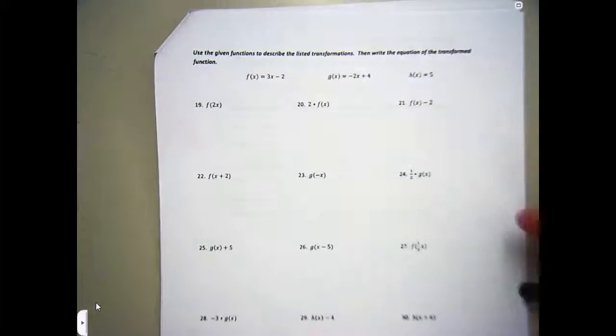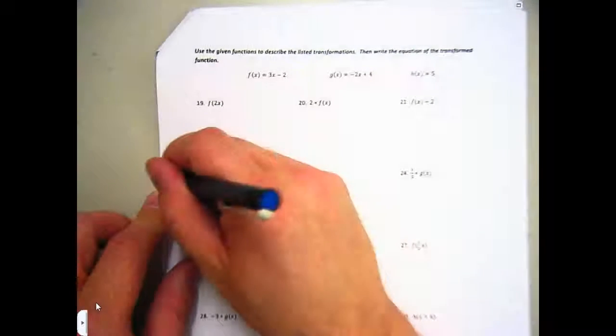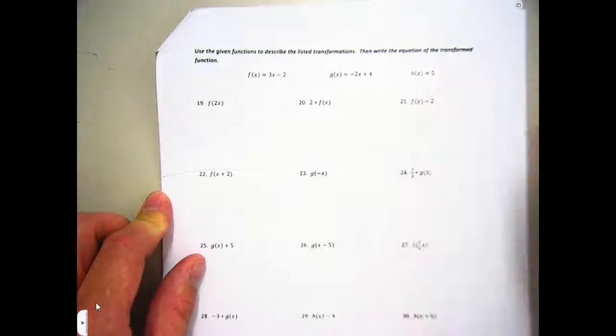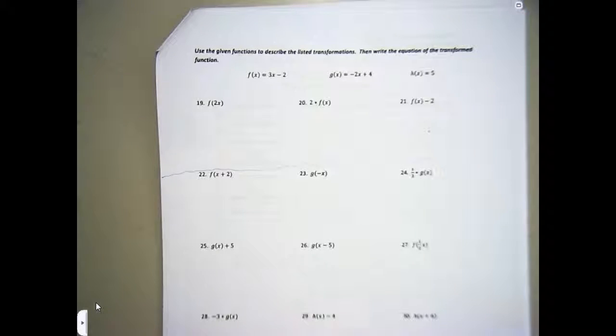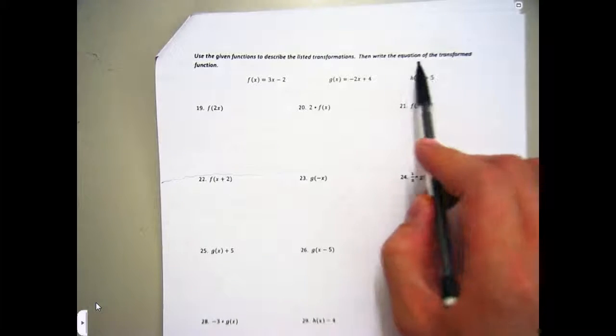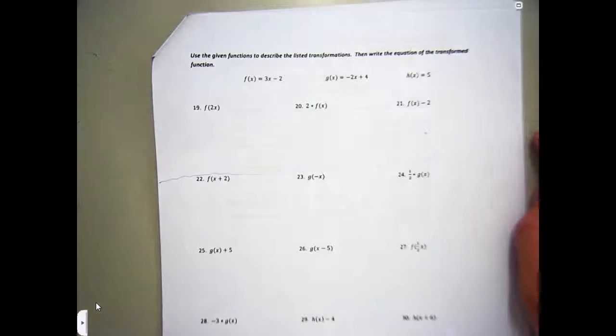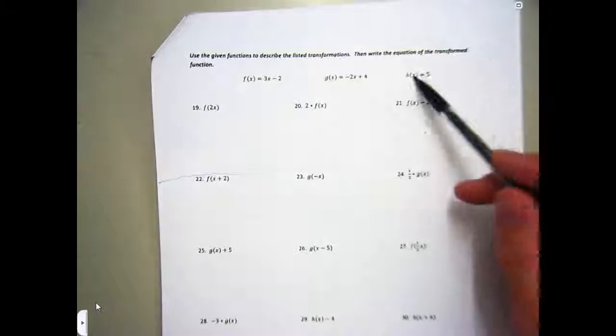All right. Take a look at this page. First part is going to be just doing some function stuff. Let's give it a go here. I just want to touch on these first 3 problems right now, and we'll do a little more later. Notice up here it says, use the given function to describe the listed transformations and write the equation of the transformed function. F of x equals 3x minus 2. G of x equals negative 2x plus 4, and h of x equals 5.